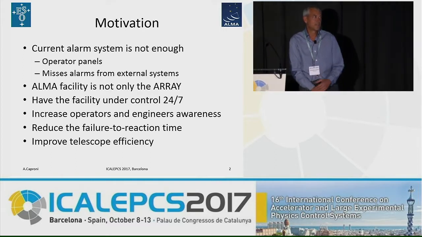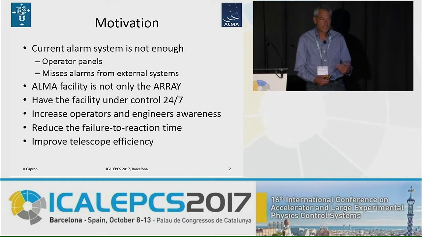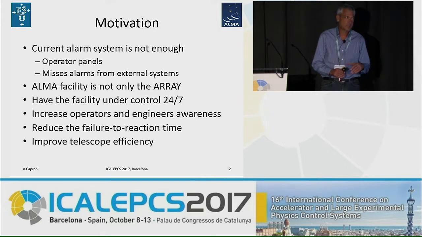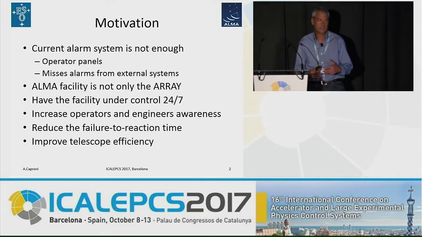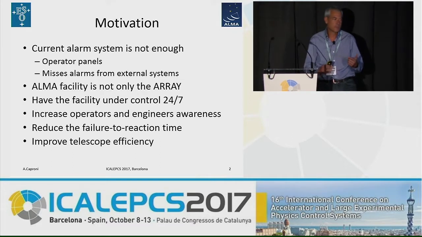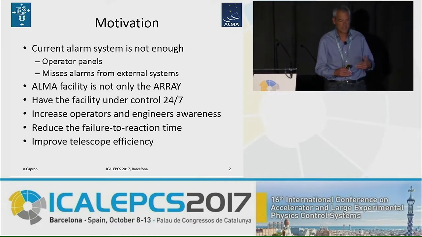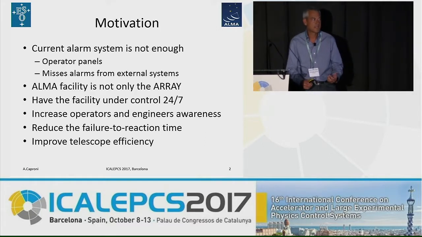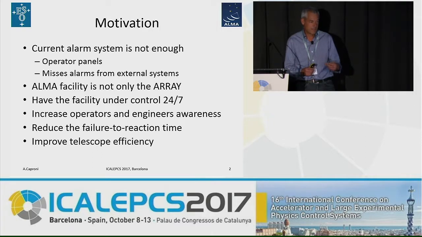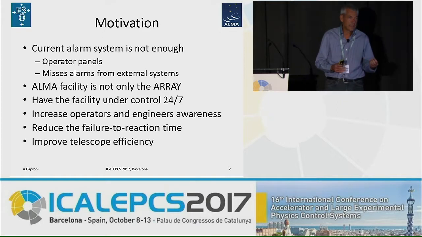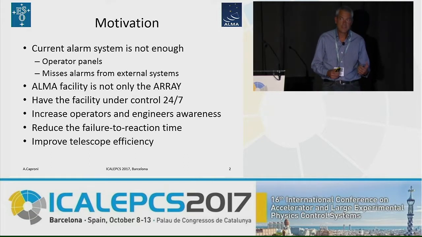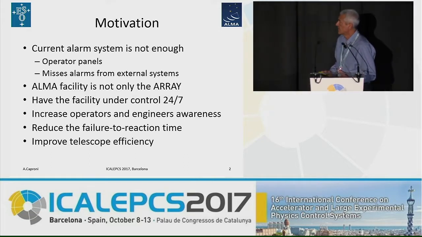In particular, the operators who need to solve the problems are now developing their own panels. So in the control room there is a set of different panels with their own look and feel, colors, and sounds. When there is a problem, the operator has to look at the right panel and find where the problem is. Also, not all the alarms are visible in the online control software, so we have to integrate alarms from different points of view. Basically, the goal is to improve the efficiency of the telescope.